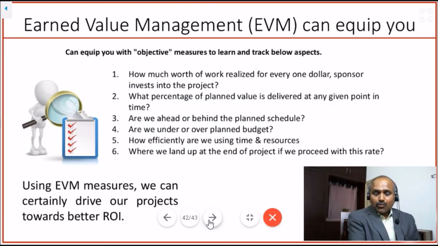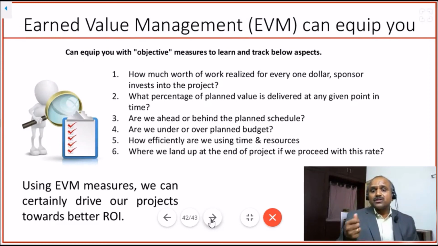So friends, what we understood so far is earned value management can equip you with objective measures to learn and track. Number 1, how much work of worth is realized for every $1 the sponsor is investing into the project. We have seen that for every $1 the sponsor is investing into the project, he is getting 50 cents back. It's a wonderful message to the sponsor. What percentage of planned value is delivered at any given point in time? At the end of sprint 2, 63% of the planned work we completed. Are we ahead or behind planned value? We are behind the planned value by $6,000.